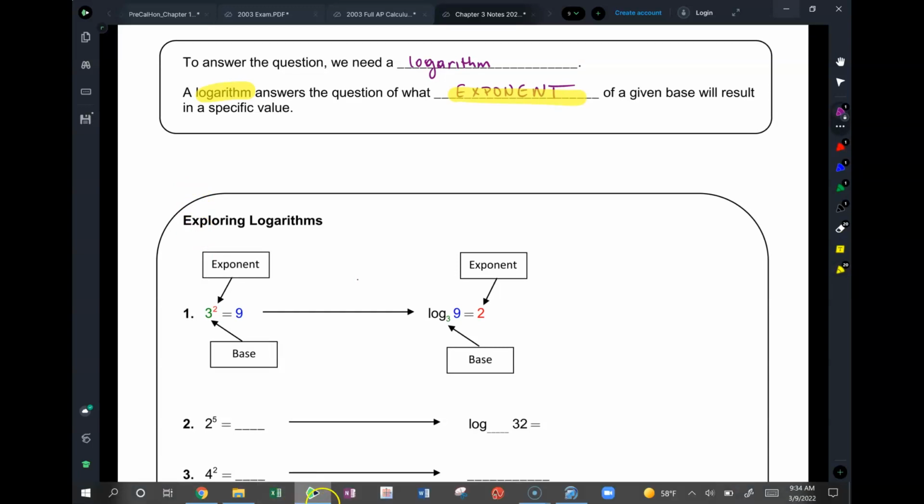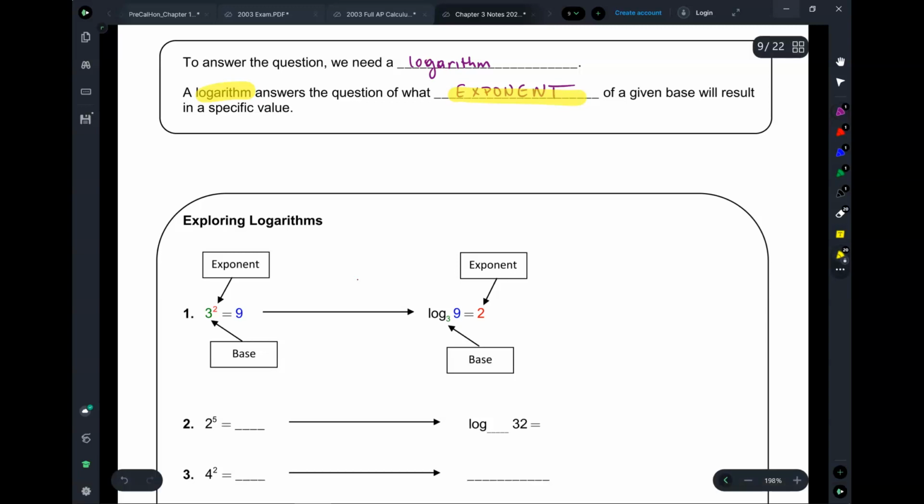Look at this. This is a power. This is something that you're used to seeing over and over again, right? 3 to the power of 2 is equal to 9. Nothing mysterious. We know this. We know that this 3 is called a base. That's the exponent. Okay? Now, I can rewrite this a different way. Because a logarithm is an exponent, I can rewrite it like this. Log base 3 of 9 is equal to 2.